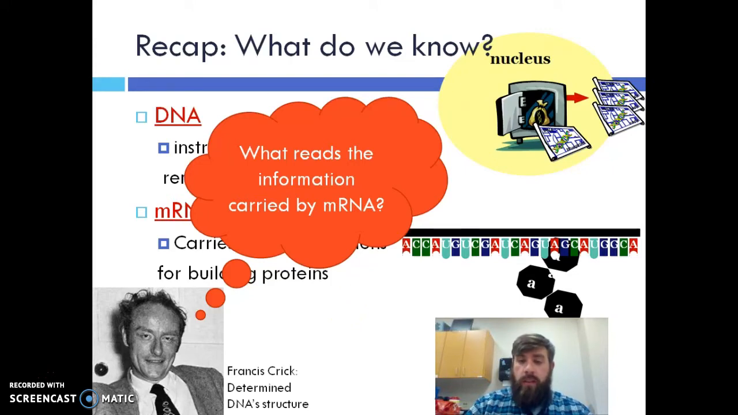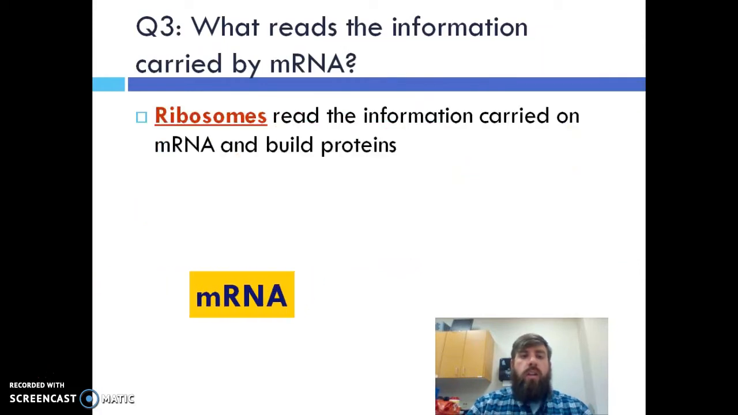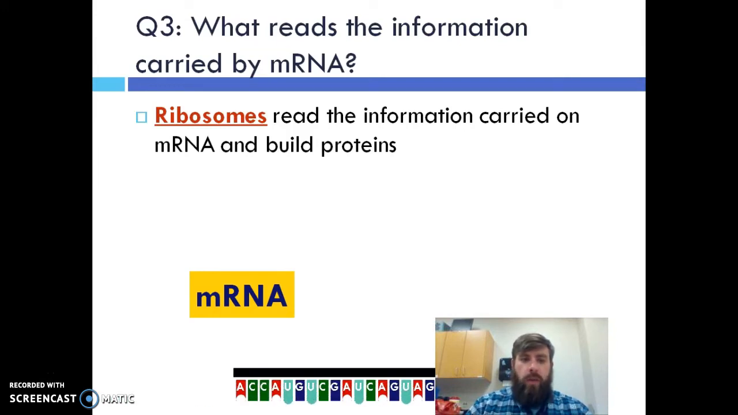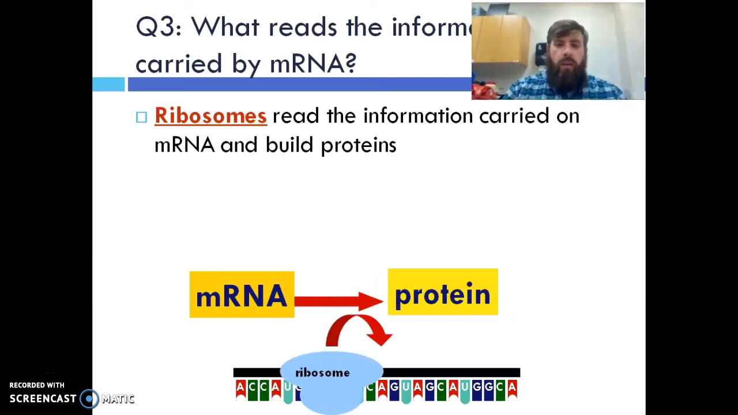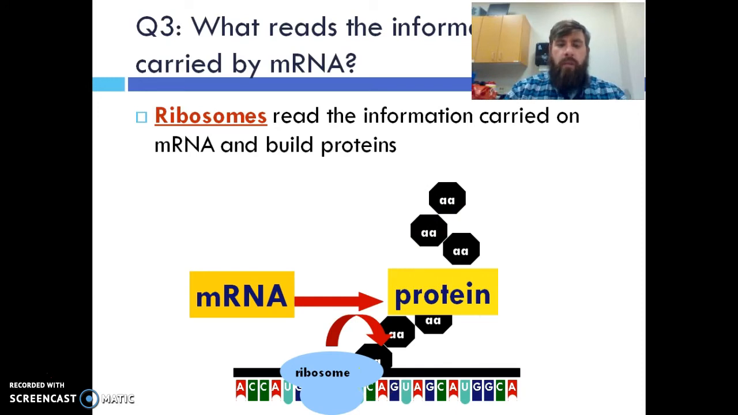Well, this is where you come into play. This is where you should already know this information. We are going to use a ribosome. Yes, remember ribosomes make proteins, so ribosomes read the information carried on the mRNA to build those proteins. So we have our mRNA. This is our mRNA chain right down here. Move my picture up here. So we have mRNA, but we still need to make a protein. So we have a ribosome that is going to move along the mRNA, and as it's moving along, it is going to read the mRNA and build that protein.